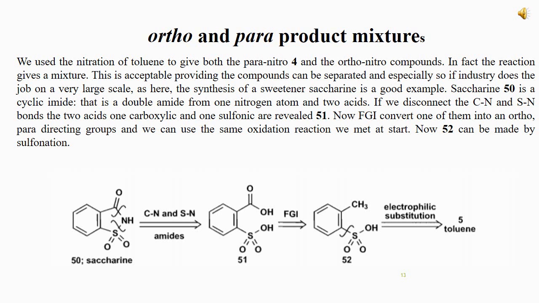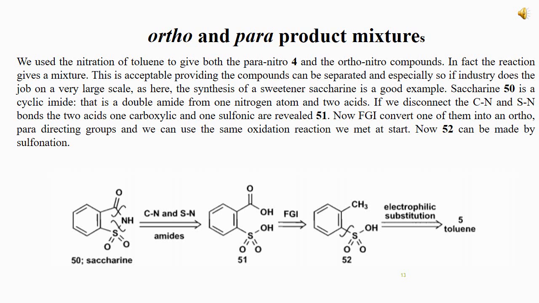Here the discussion of two products, an ortho and para mixture, is covered. When we do the nitration of toluene, both para-nitro, shown in structure 4, and ortho-nitro compounds are formed. In fact, the reaction gives a mixture. This is acceptable provided these compounds can be separated, especially if the industry does the job on a very large scale, like in the synthesis of a sweetener, saccharine. That is a good example for that.